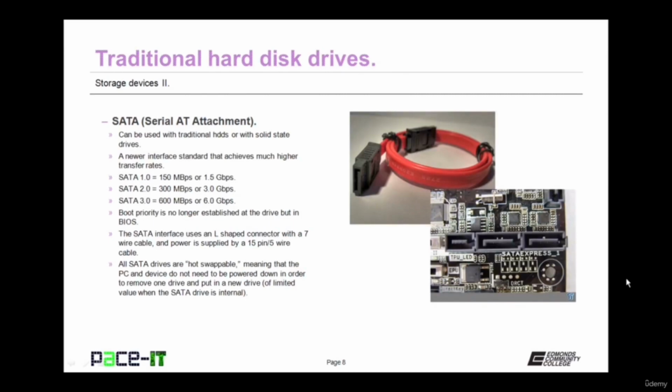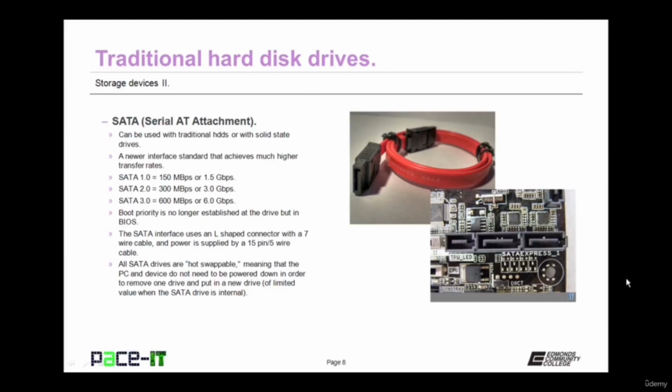It can be used with traditional hard drives or with solid-state drives. Now it's a newer interface standard and it achieves much higher transfer rates. SATA 1.0 was capable of 1.5 gigabits per second transfers. SATA 2 was capable of 300 megabytes or 3 gigabits per second transfer, and SATA 3 has a theoretical transfer rate of 6 gigabits per second.